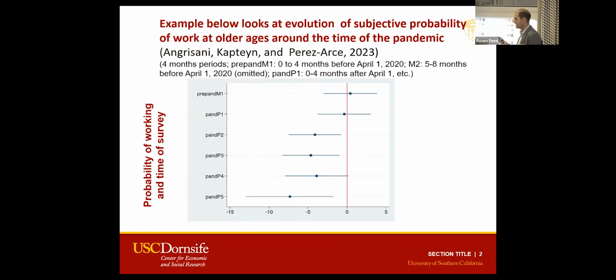Just to show you an example, this is a paper with Marco and Ari, where we're looking at how the pandemic has changed how people view their probabilities of working at older ages. Here we're really taking advantage of the fact that we get data throughout the period and not just as a single period in time. We're comparing respondents that answered after the pandemic with those from before. We divided our sample into 4-month periods, and as you get to the post-pandemic periods, you see a lower subjective probability of working at older ages.